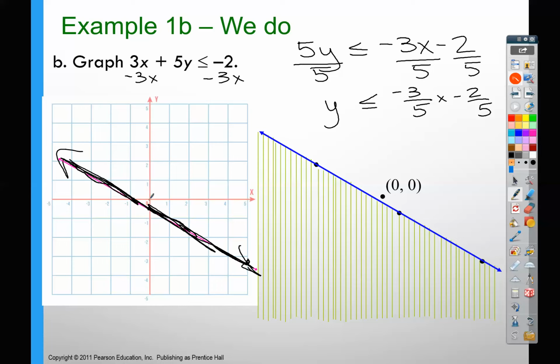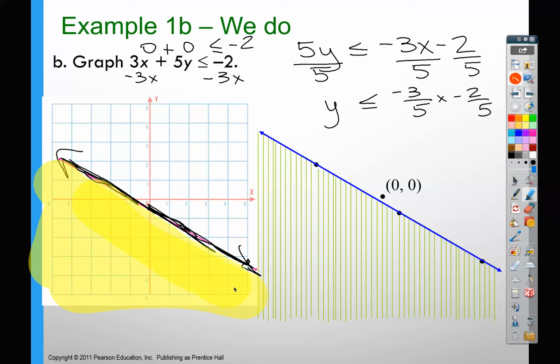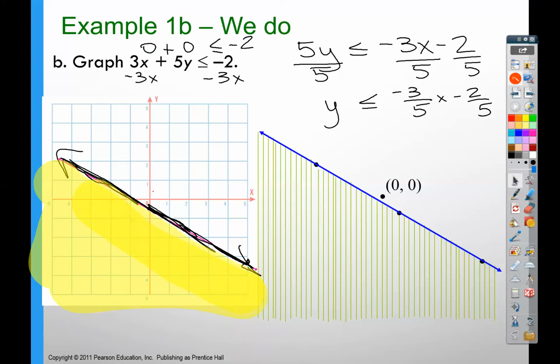So 0, 0 is right here, right? So if I put in a 0 plus a 0, is that less than or equal to -2? No, it's not. So that would be a false statement. So I'm actually going to shade the other side of the line. So if my test point 0, 0 did not make that a true statement, because 0, 0 is right here, right? So if that did not make it a true statement and 0 is not less than -2, then I'll shade on the other side of the border.